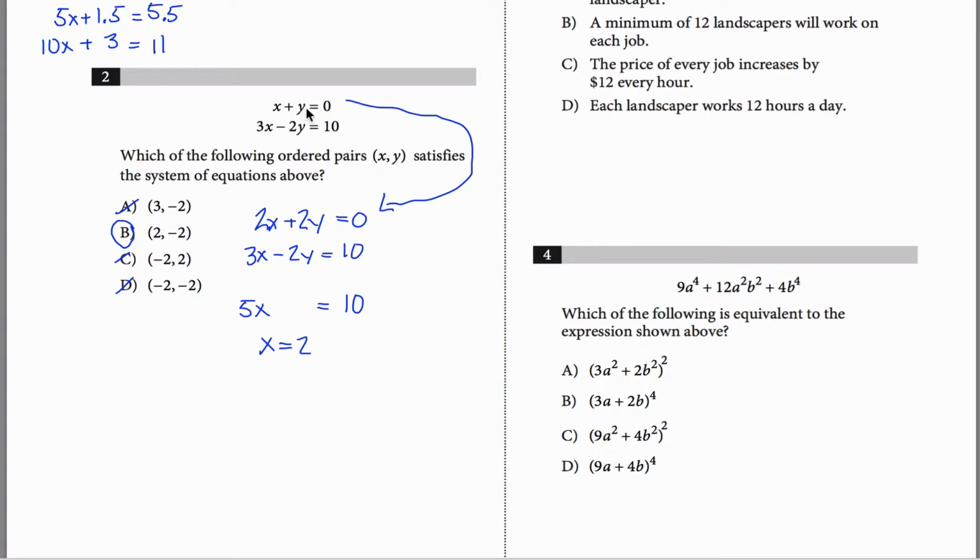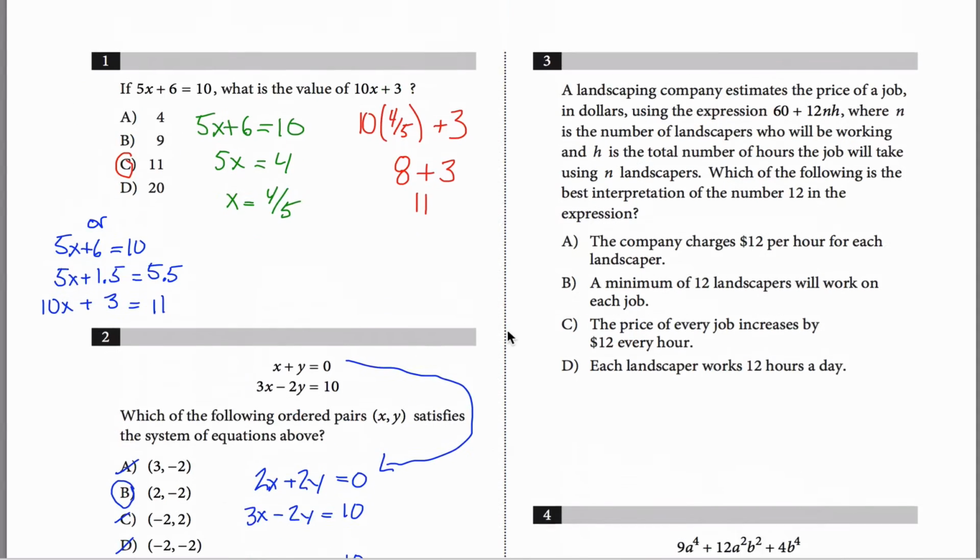In fact, if you knew that x plus y had to equal 0, you could immediately cross off A and D because that doesn't satisfy that first criteria. So you were down to B or C before you even started. If you plug those in, you'll see that the only solution is the one that we found.